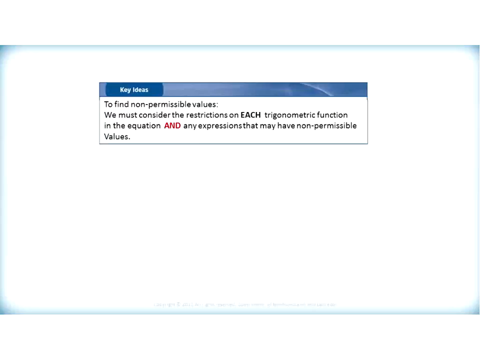Okay, key ideas. To find non-permissible values, we must consider the restrictions on each trig function in the equation and any expressions that may have non-permissible values. You've got to consider both. That ends this lesson.